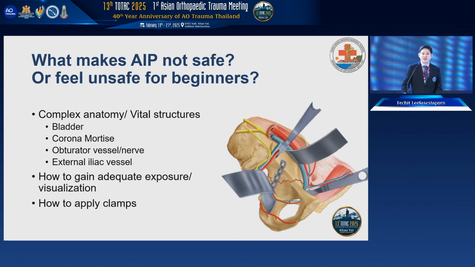So what makes AIP feel unsafe for a beginner? Maybe it's the complex anatomy and vital structures. There is the bladder, the corona mortis, the obturator vessels and nerve, and also the external iliac vessels. So to make it safe is to gain adequate exposure and visualization, and to apply the clamp safely without compromising these structures.